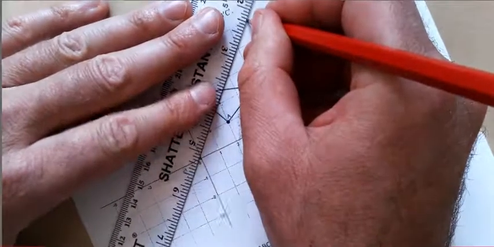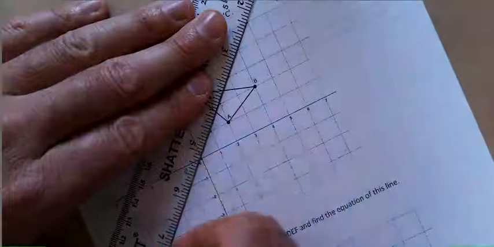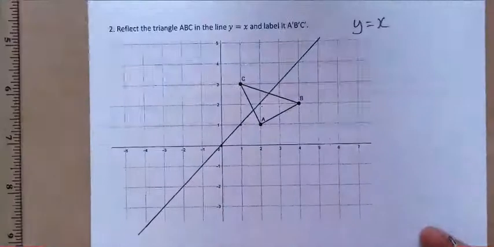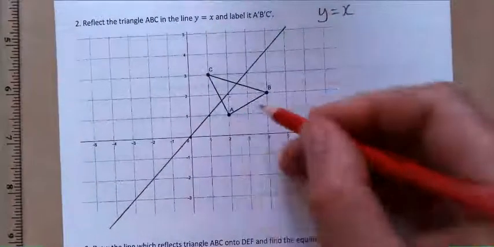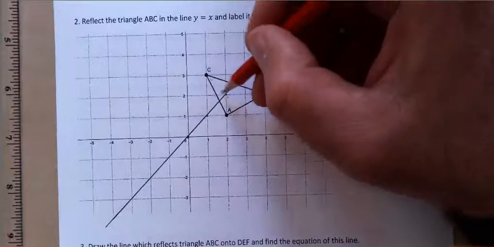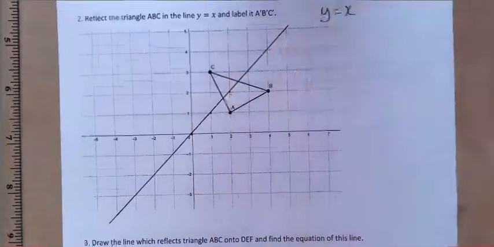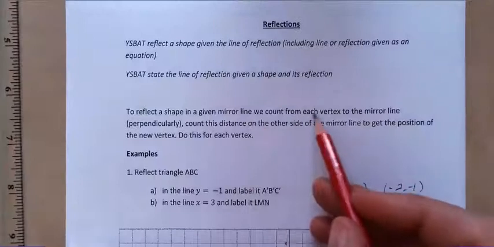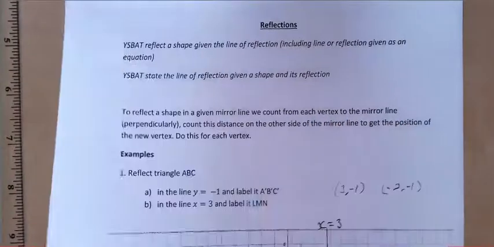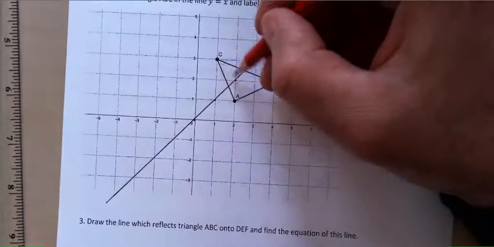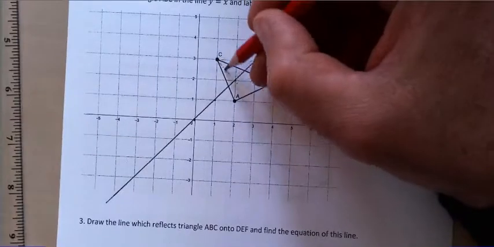This can be a wee bit harder to reflect because we need to do our perpendicular working lines. So that's the line y equals x. Perpendicular working lines, so we want to count diagonal squares across. This is quite hard to do, because remember, it always says to do it perpendicular. I'll go back to this previous page so you can see. Count from each vertex to the mirror line perpendicularly. So going from here to here, that is 1 diagonal square.